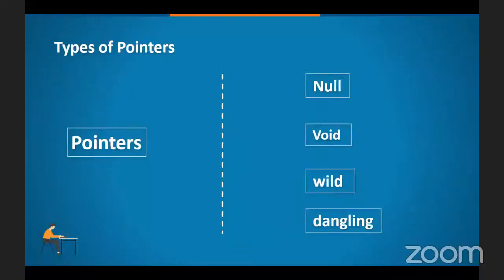Now, what are the various types of pointers? We have various types. Out of that, we are going to discuss 4 types of pointers: null pointers, void pointers, wild pointers, and dangling pointers. What are these individually? We'll see. What is a null pointer? This is very important in future classes. Whenever you create dynamic memory allocations, at that time we should create null pointers.